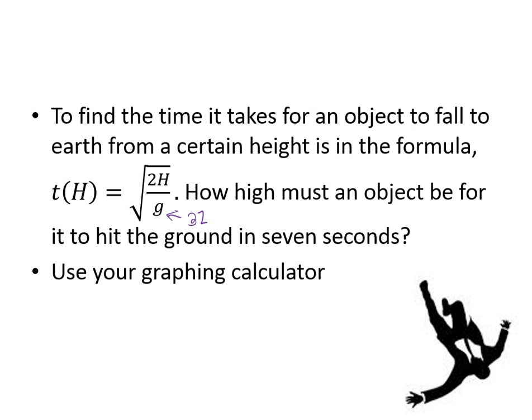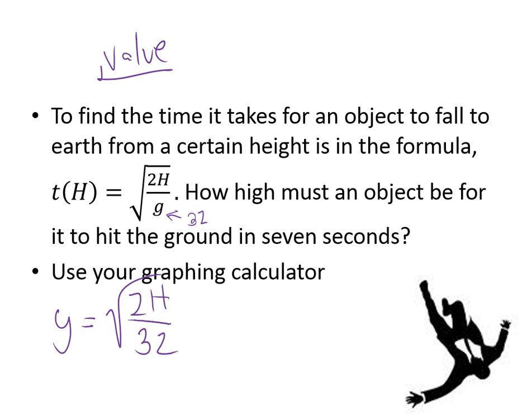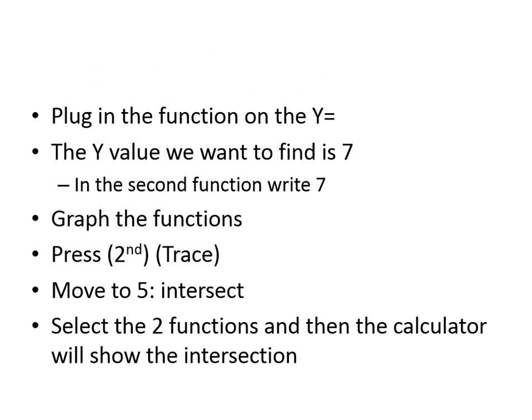And so what you'll do is type into your calculator y equals the square root of 2h all over 32. When you plug that in, you'll be able to see your curve. Then you'll go under calc, which is second trace. Under calc, it says value. Click on value, and on the screen it says x equals, flashing. Plug in 7, push enter, and it should give you your number.